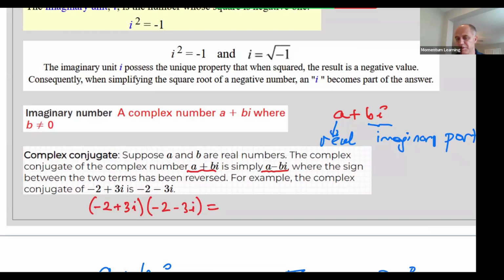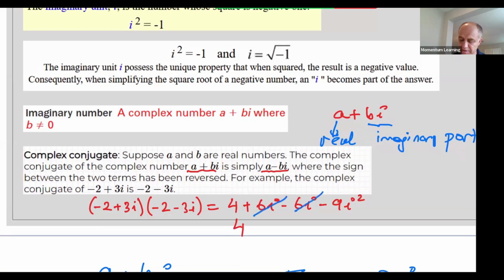What is multiplication? Already we know the FOIL method. Negative 2 times negative 2, 4. Outer, negative 2 times negative 3i, so this is plus 6i. Inner one, plus 3i times negative 2, negative 6i. And the last term multiplication is negative 9i squared. For here we have this one that is very important. So we cancel some terms here.